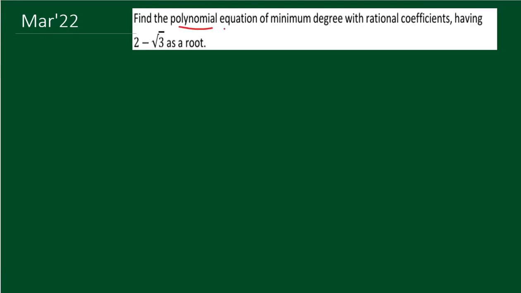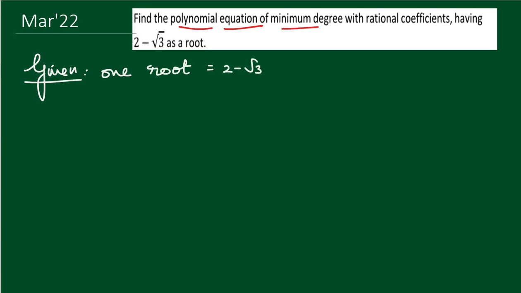Find the polynomial equation of minimum degree with rational coefficients having 2 minus root 3 as a root. Therefore, let us first write what is given. Given one root is equal to 2 minus root 3. So, let the other root be 2 plus root 3. Now we are asked to form a polynomial equation of minimum degree. Minimum degree will be degree 2 and that is a quadratic equation.